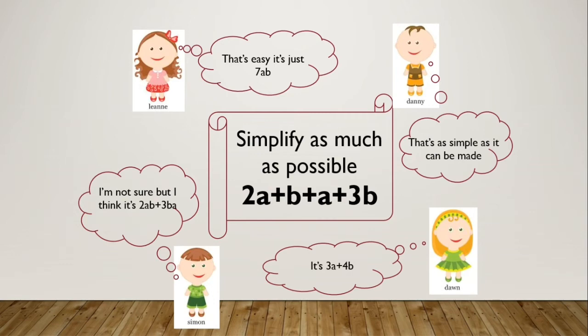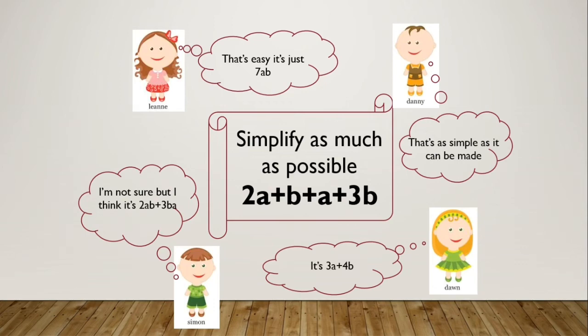Okay, you got 2a plus a. You add, how many lots of a's have you got? You got 3 lots of a's. Then you got b plus the 3 b's. Then you've got 4 lots of b's. This is what collecting like terms is. You add the terms that are similar to each other.